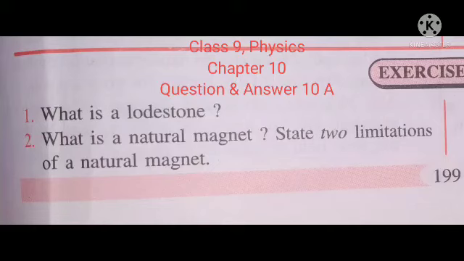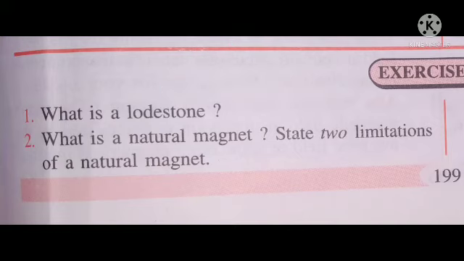In this video, we will be discussing chapter number 10, Magnetism, exercise number 10A. The first question is, what is a lodestone? Answer: lodestone is an ore of iron oxide. This ore attracts small pieces of iron and it sets itself along a definite direction when it is suspended freely. It is a natural magnet which was used for navigation by the mariners.